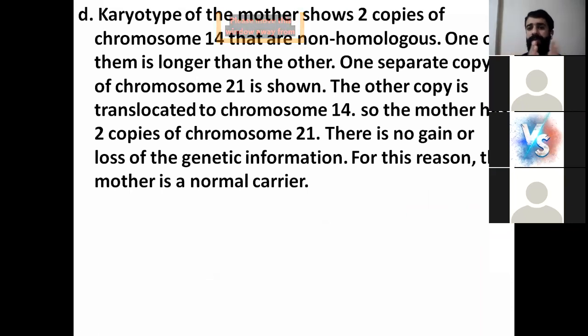Okay, so the karyotype of the mother shows two copies of chromosome number 14 that are non-homologous. One is longer than the other. And it shows one separate copy of chromosome number 21. So the other copy is going to be translocated to chromosome number 14. So the mother has two copies of chromosome number 21, so there is no gain or loss of genetic information. Two copies of chromosome number 21 and two copies of chromosome number 14, but we have translocation. That's why we call it a normal carrier.